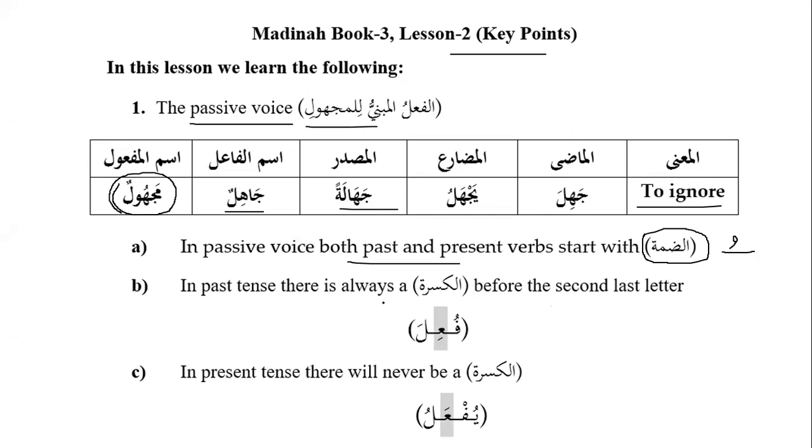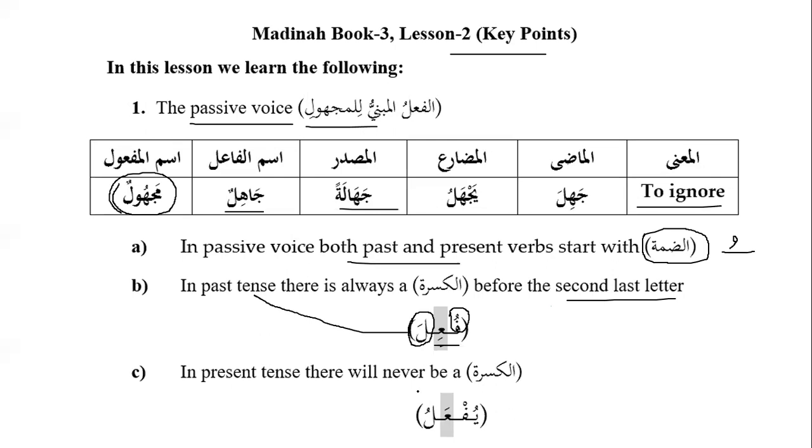In the past tense, there is always a kasra on the second last letter. For example, fu'ila: what is the last letter? Lam. What do we have before it? Kasra. So in the past tense, in the beginning we will always see a dhamma, and after that, we will always see a kasra. Whenever you see the combination of dhamma and kasra, that means this is the passive of the past tense.